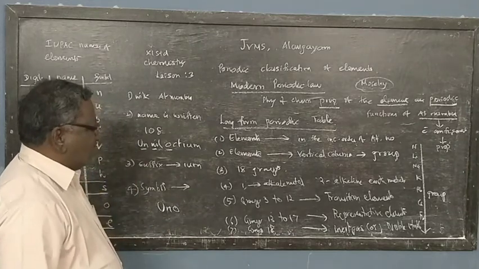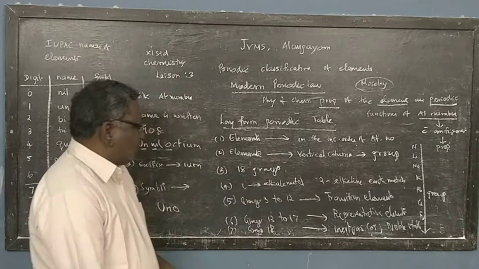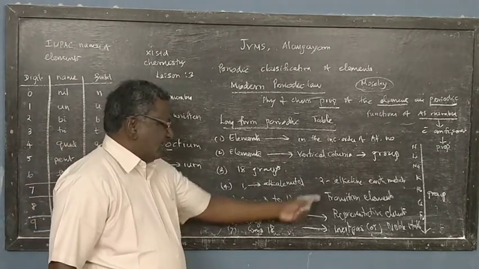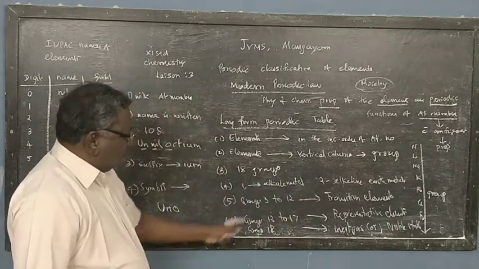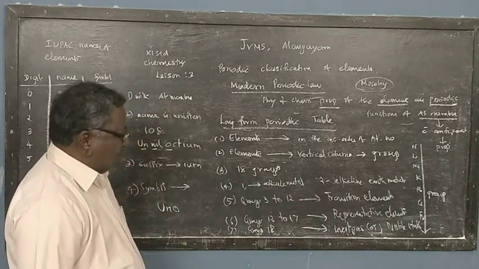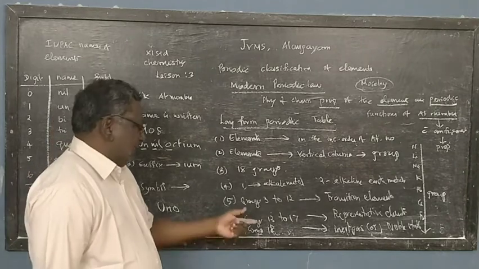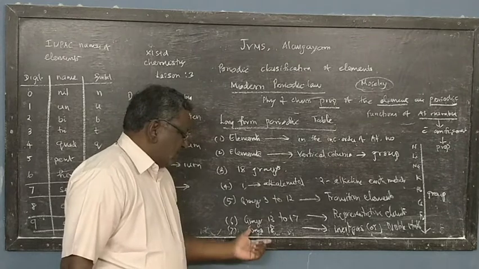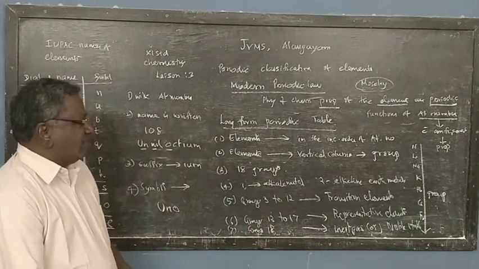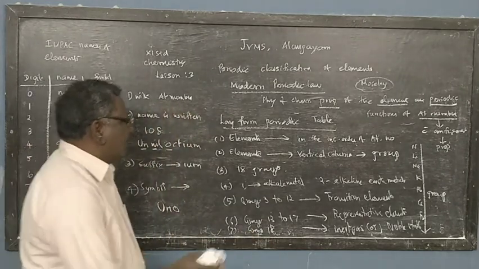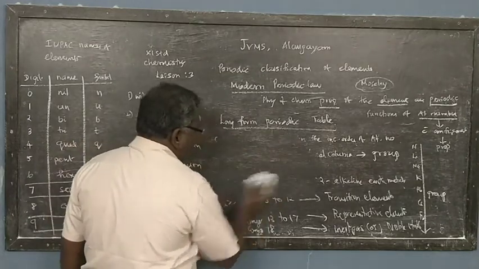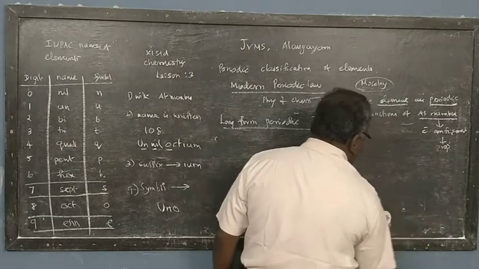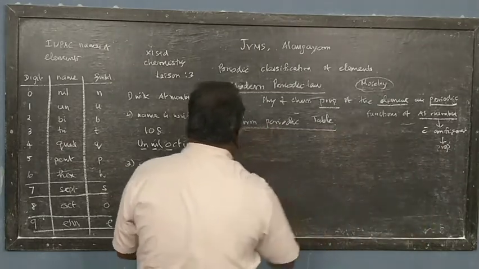There are 18 groups. The elements present in the vertical column are called groups. The first group contains alkali metals. The second group contains alkaline earth metals. Groups 3 to 12 are transition metals or transition elements. Groups 13 to 17 are called representative elements. Group 18 is called inert gases. This is about the groups. And then we have the periods.